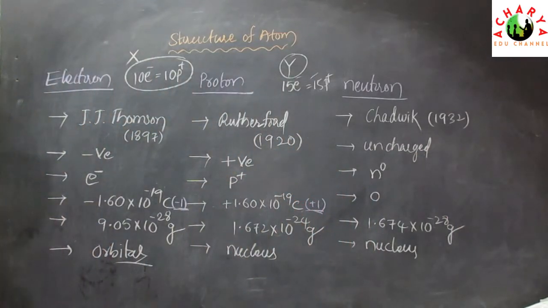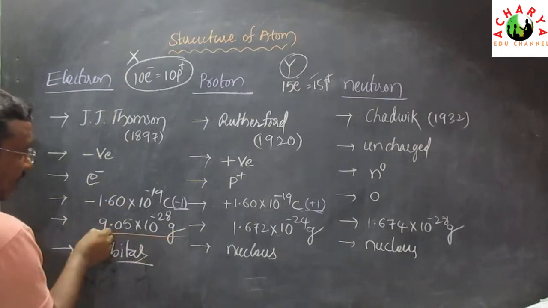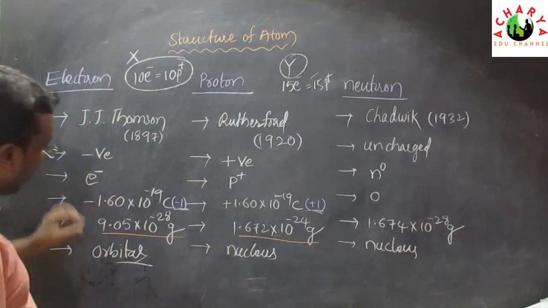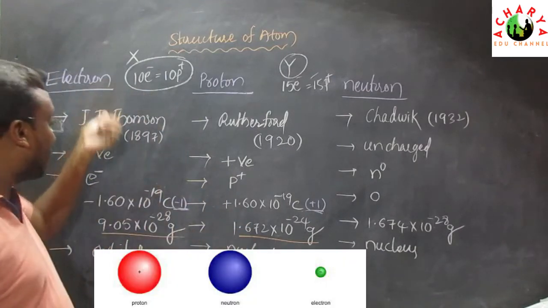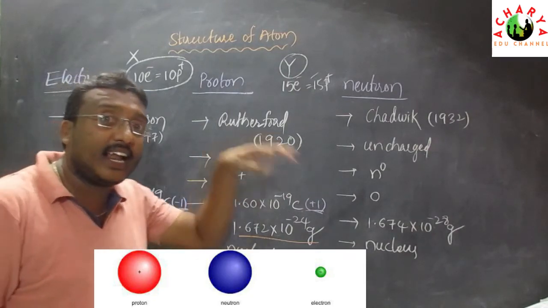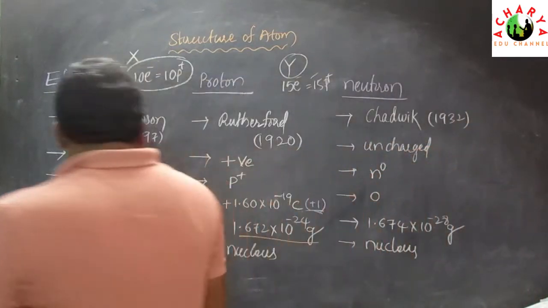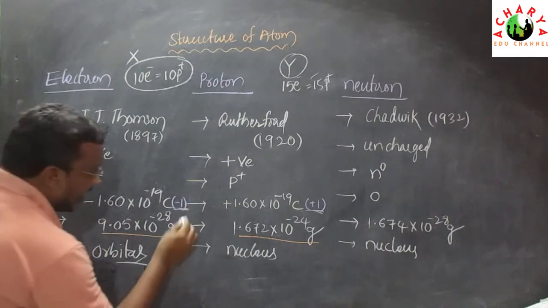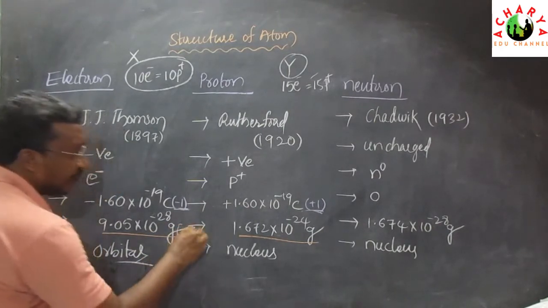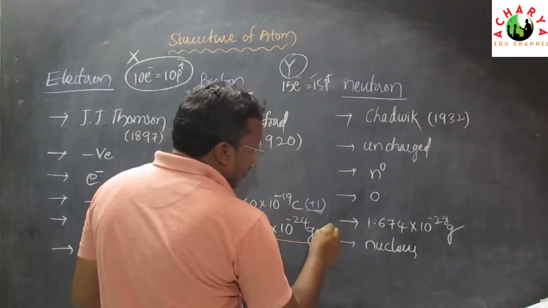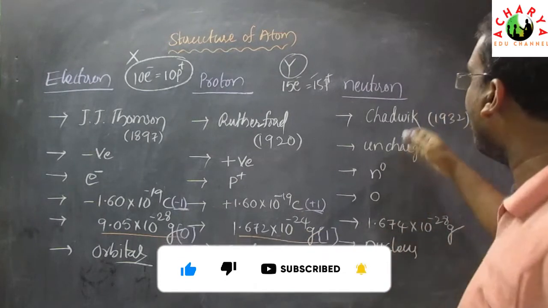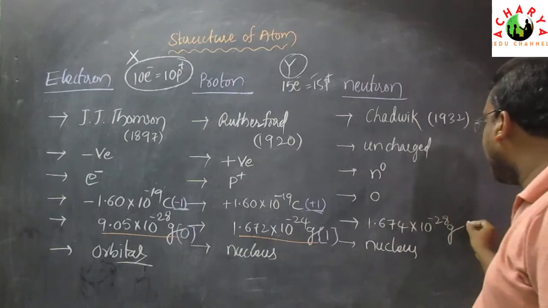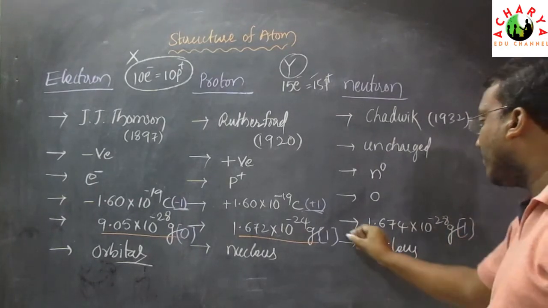Now if we compare the mass of the electron and the mass of the proton, according to these values, the electron's mass is very negligible, very small. So approximately we take the relative mass of the electron as 0, but the relative mass of the proton we take as 1. The neutron is slightly heavier than the proton, but its relative mass is also taken as 1. So these two are equal in mass.